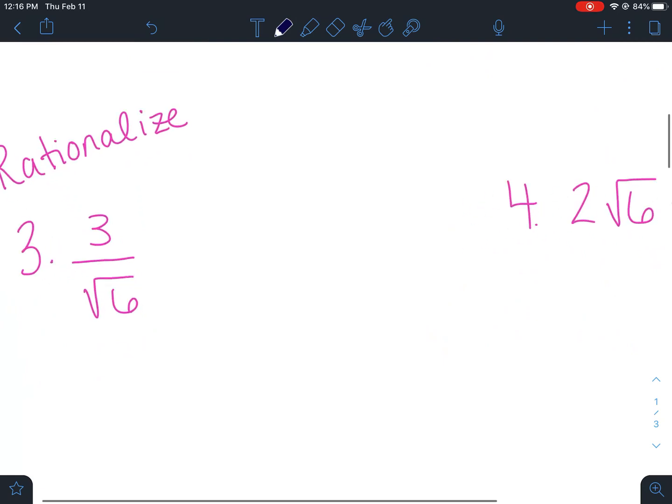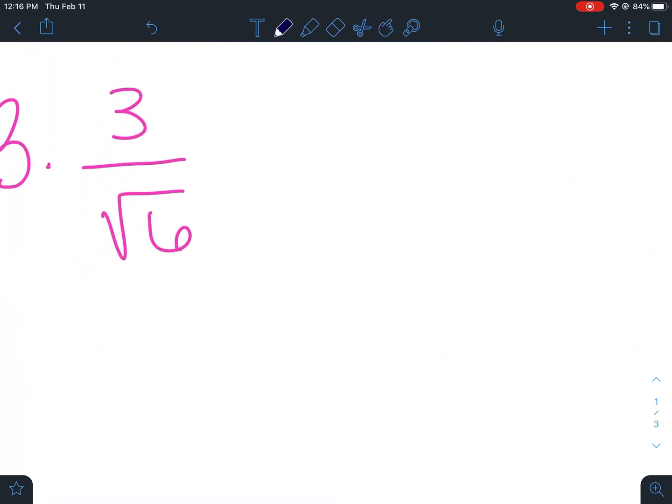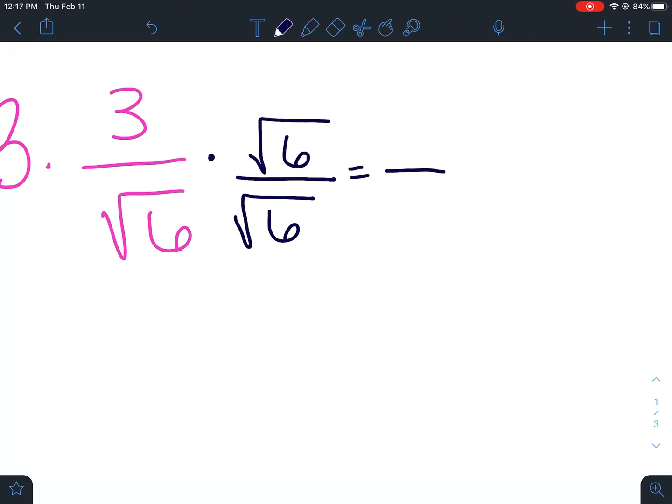Let's see how we can rationalize. Okay, so someone decided that we cannot have a radical on the bottom. So because we can't have a radical on the bottom, we have to do what we call rationalizing. That means we have to make sure that our radical goes up to the top. So we're going to multiply our top and bottom, or our numerator and denominator, by that radical. So on the top I have 3 square root of 6. Square root of 6 times the square root of 6 is the square root of 36, which we all know is 6.